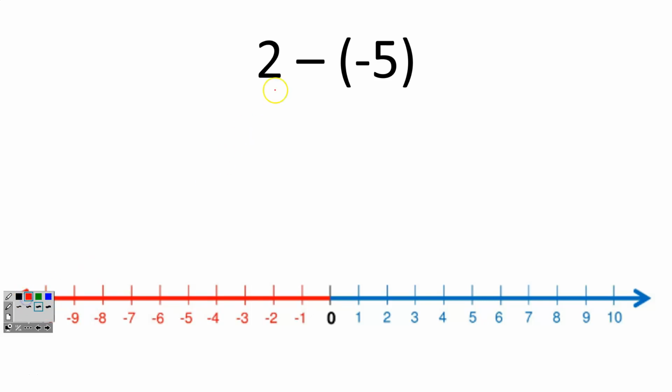Okay, hopefully you came back and said, oh, it's a subtraction. There's my superpower. There's my consequence. 1, 2, and then 5 jumps positive. 1, 2, 3, 4, 5, and I ended up at a positive 7. Okay.